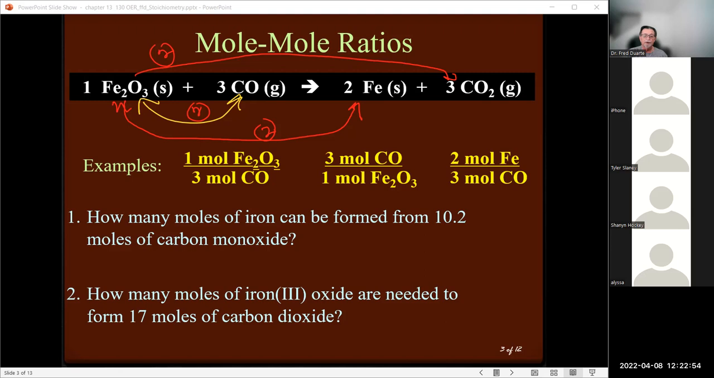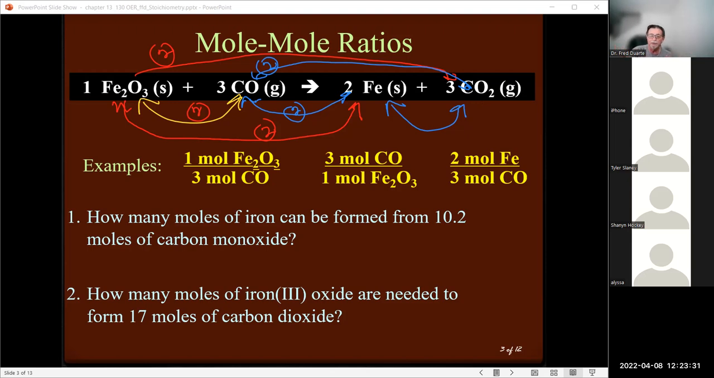And then between carbon monoxide and iron, that relationship, there's 2 ratios there. And then carbon monoxide and carbon dioxide, there's 2 ratios there. So I got 2, 4, 6, 8, 10 ratios already. And then finally, 12, because of the relationship between the two products. So I got a potential of 12 ratios that I can utilize, and which one I use depends on the question.